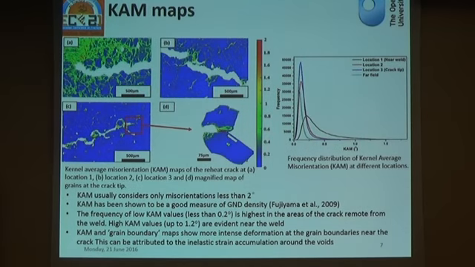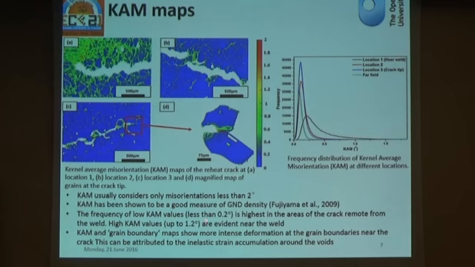Coming to the kernel average misorientation maps, it's very clear that the misorientations are more accumulated around the grain boundaries, especially in the region closer to the weld. And I have taken misorientation less than 2 degrees for kernel average misorientation, and this has also been shown to be a good measure of geometrically necessary dislocation density.